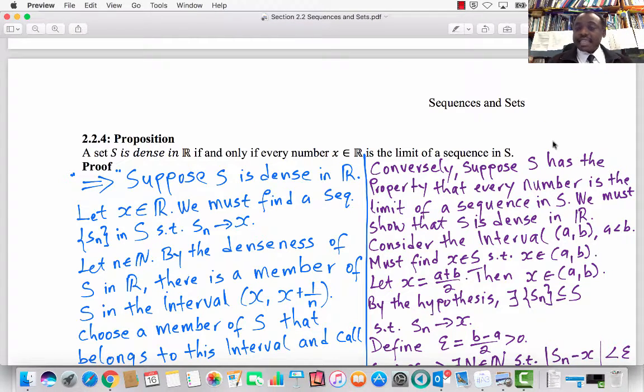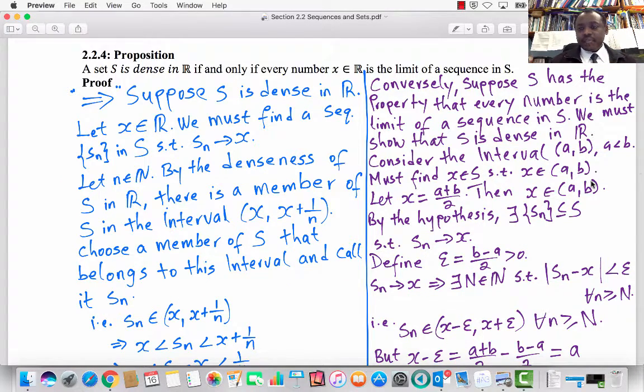Conversely, suppose S has the property that every real number is the limit of a sequence in S. So if I pick any number arbitrarily x, I can always find a sequence in S that converges to that number. I am required to prove that S is dense in the set of real numbers R. But what does that mean? It means if I am given an open interval AB, A and B are real numbers, A is less than B, I must find an element X in S that sits in that open interval AB.